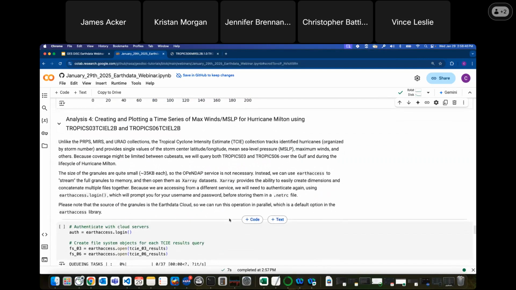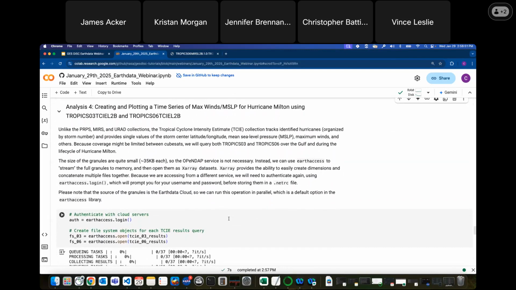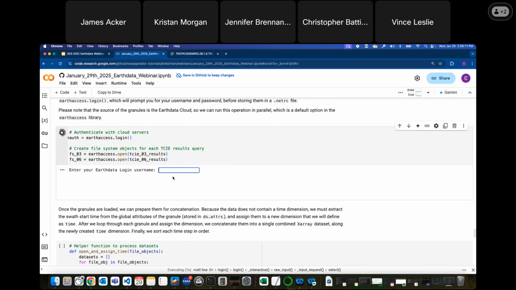All right, so we've gotten through those, and now what we want to do is go through that really interestingly structured TCIE collection in a slightly different way. So we've queried both the TROPICS 3 and 6 CubeSats because we want to make sure that we can get as much coverage as we can, but you'll notice that we might not get full coverage. That's not an issue. We are going to be prompted once again for our Earthdata login. So I'm going to enter that.